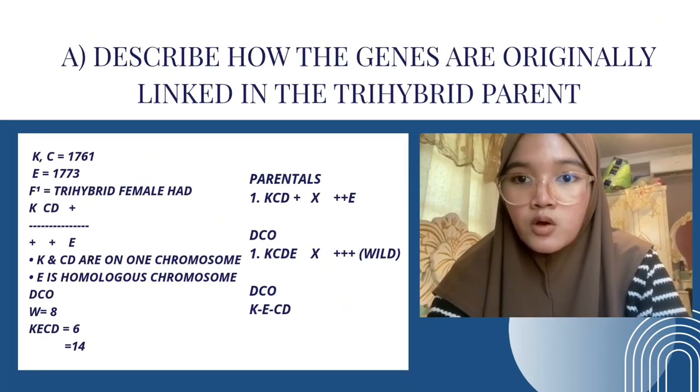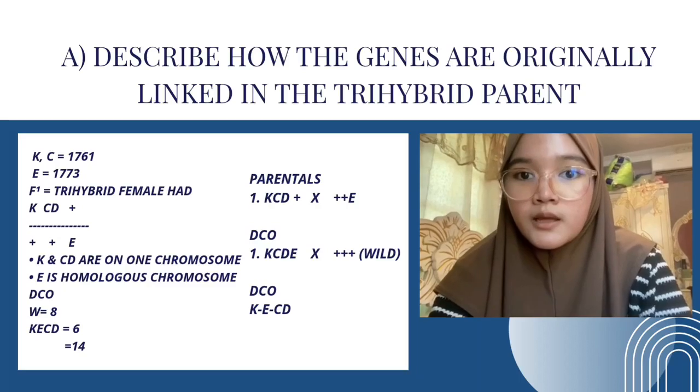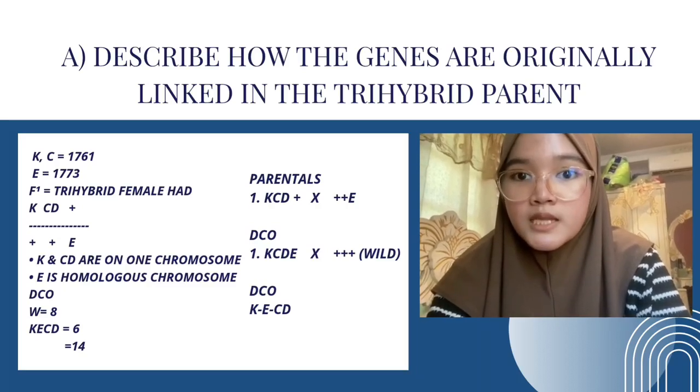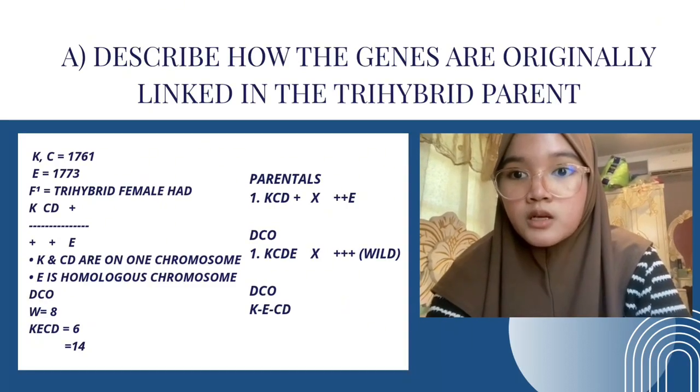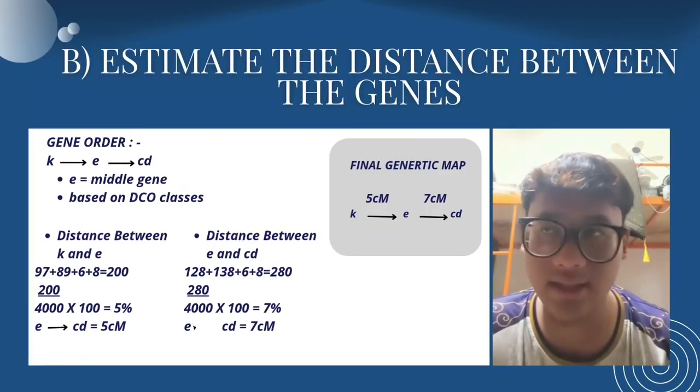In the DCO calculation, we get very small values, for example, 6 for K E CD and 8 for wild type. This tells us that crossover events are rare, but they are enough to prove that these genes are positioned close together. B. Next, we need to estimate the distance between the genes.